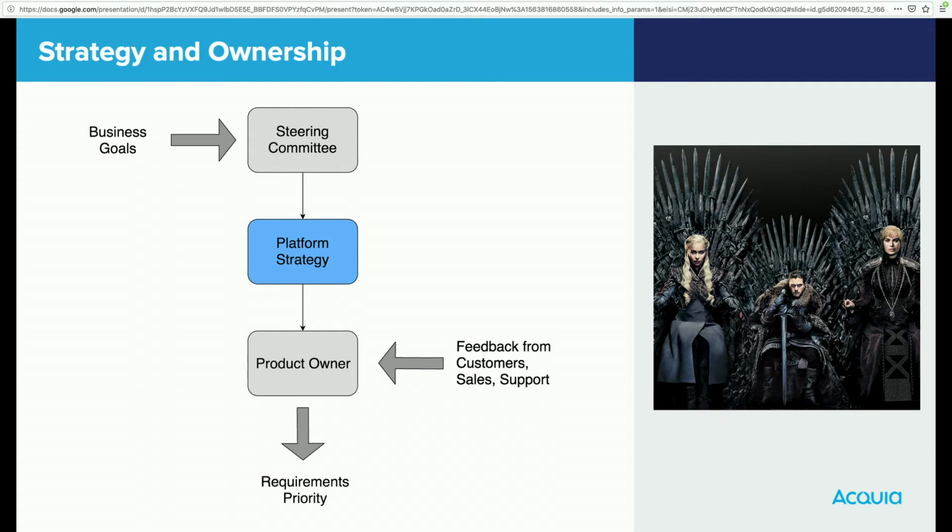So your product owner is always going to be driven by business goals and needs. They're going to establish a platform strategy and vision. They're going to communicate that down to the business owners, and they're going to make sure that it's communicated to the development team through the prioritization of tickets throughout your process.